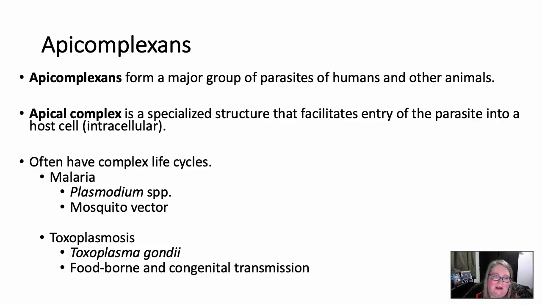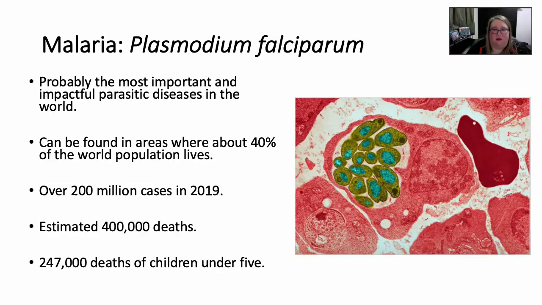Then we're going to talk about toxoplasmosis, which is caused by the parasite Toxoplasma gondii. Okay, Toxoplasma gondii is a foodborne parasite. Now, with malaria, we don't have to worry about this as much. Malaria is not found or is not endemic to the US, but toxoplasmosis is. So that's the one to worry about more between the two.